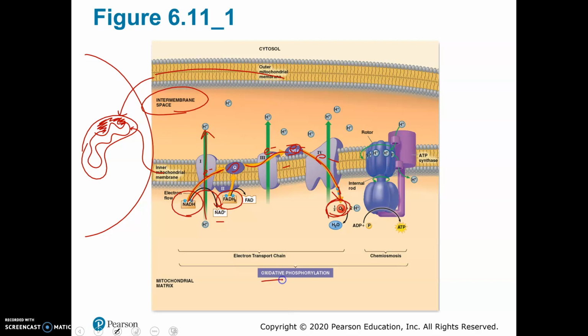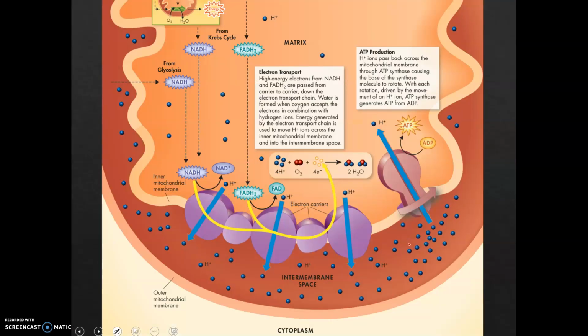And this is called oxidative or chemiosmotic phosphorylation. And this is ATP being made by ATP synthase. So all these hydrogens, they come flowing back through, and this sort of spins, and it builds ATP. So at the end of this process, we make water, we make a bunch of ATP.